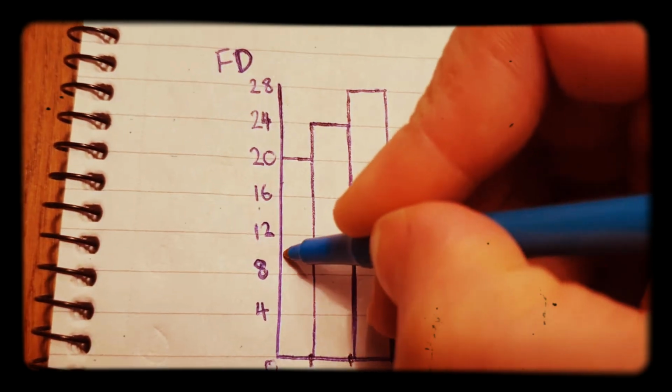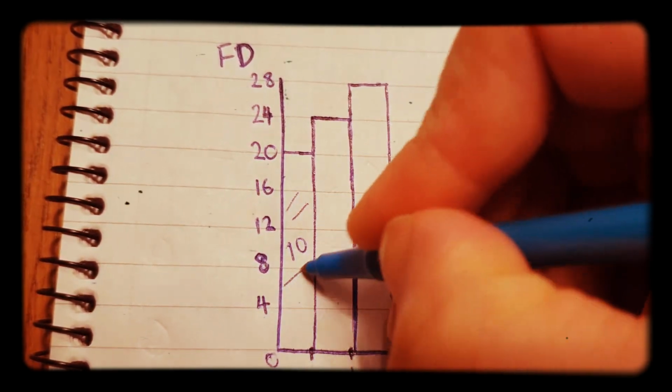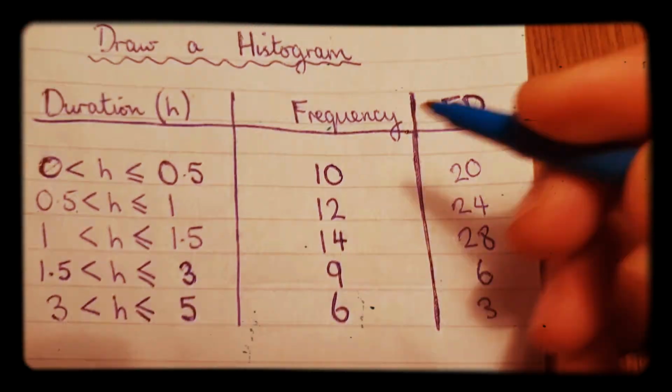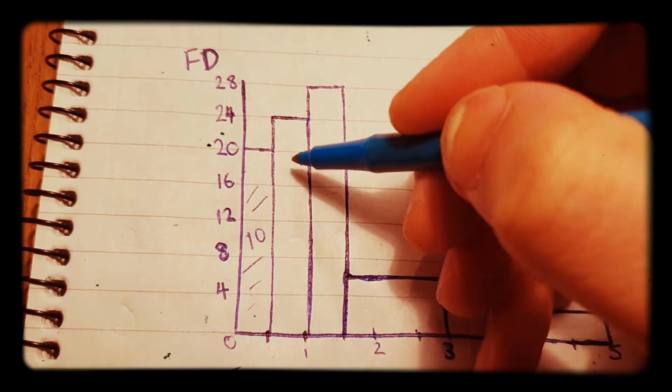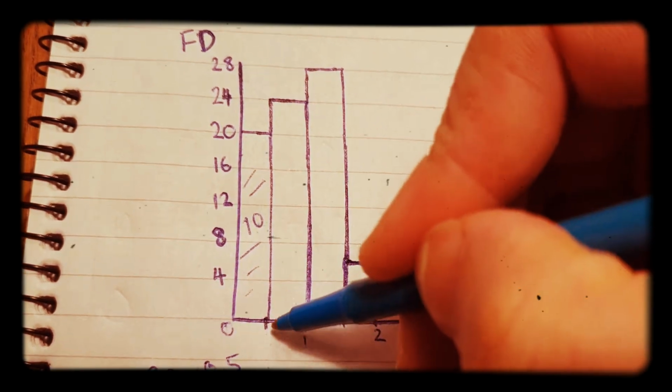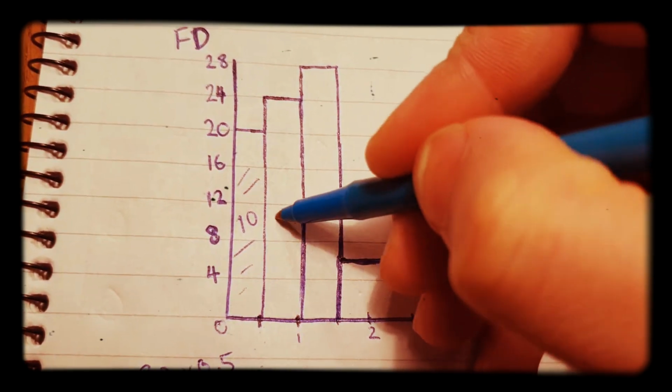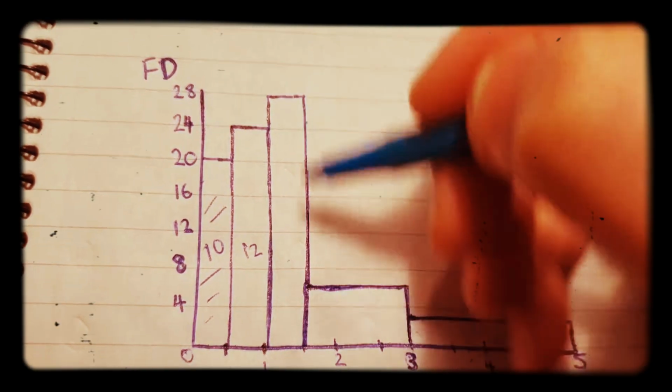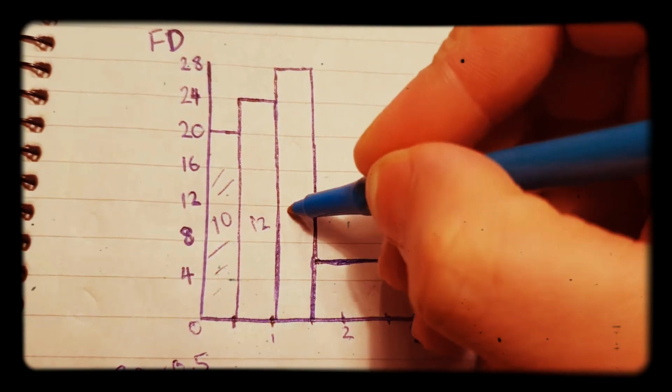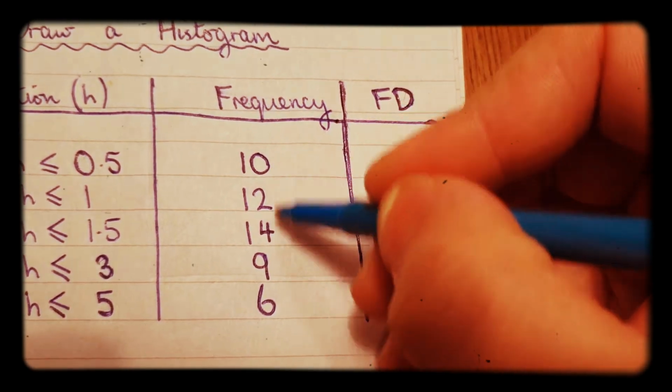So the area of this bar is 10. Okay, just like this column, and you'll find that the same for this one. So 24 times 0.5 is 12. This one, 28 times 0.5 is 14. And as you can see, this matches up with this column here.